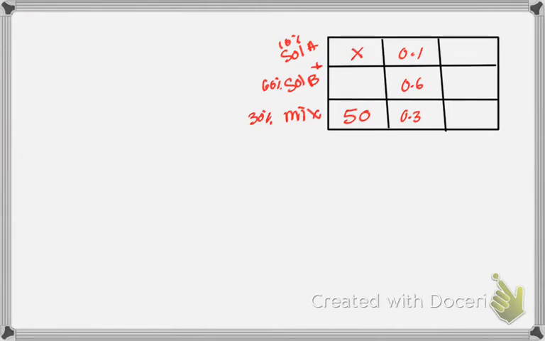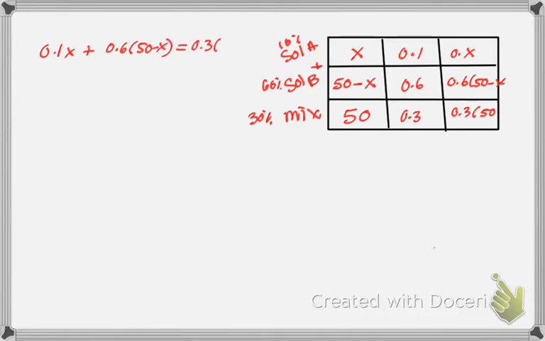Now, we also don't know what the 60% is, so we take the total 50 and subtract out the 10% amount that we put in, and that will give us the 60%. So it's 50 minus x. Multiply across. Okay, I make my equation. It is 0 and 1/10 x, plus 6/10 times 50 minus x equals 0 and 3/10 times 50.